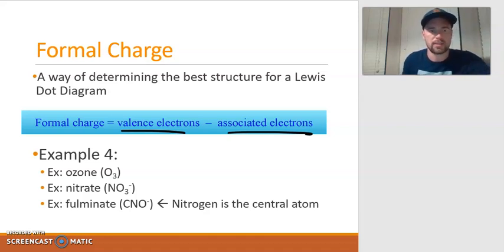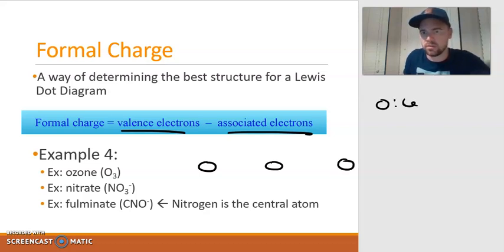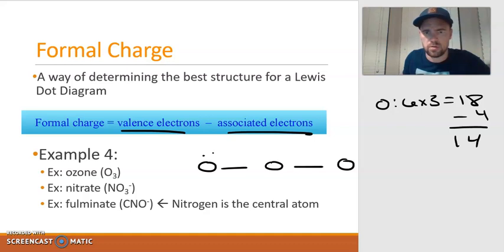Alright, so let's take a look at some examples. In example 4, we're looking at 3 particular substances. Let's first look at ozone. I'm going to draw this pretty quickly so that we don't have to waste a lot of time with it, because by now hopefully you're feeling better with Lewis dots. So ozone is just simply 3 oxygen atoms bonded together. So oxygen has 6 valence electrons, 3 oxygens means we have 18 total. And if we draw our 2 single bonds there, we have 14, 2, 4, 6, 8, 10, 12.